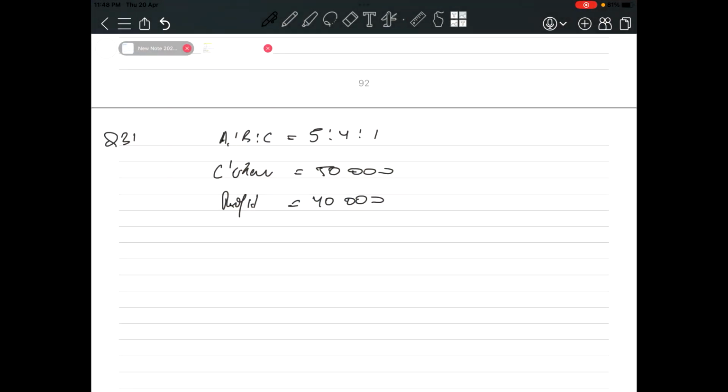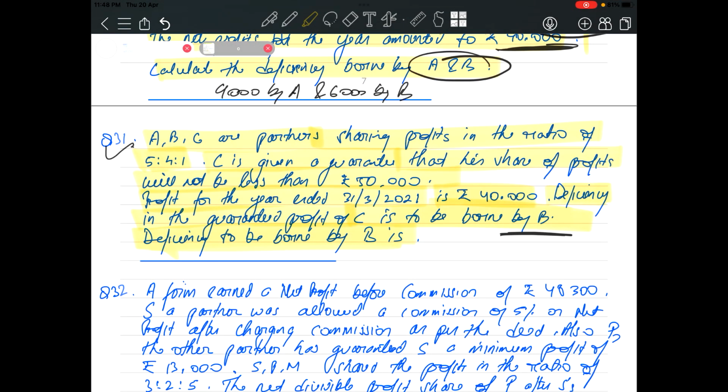Okay, so now we will have to calculate C's share of profit. Okay, C's share in profits will be how much? No, wait, not 50,000. He has been guaranteed. How can this be correct? Profit for the year is 40,000. Wait, there is some mistake. Profit for the year is 40,000 and he has been guaranteed 50,000. Is this possible?